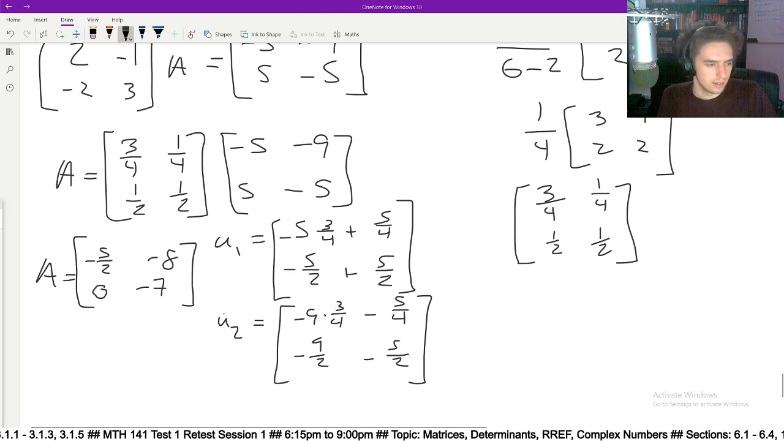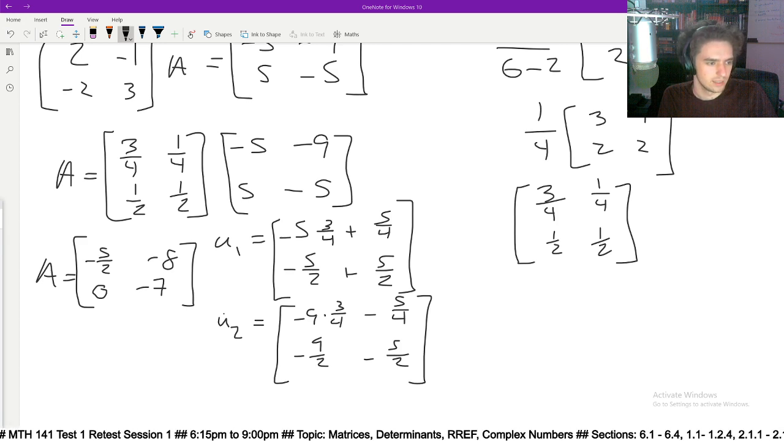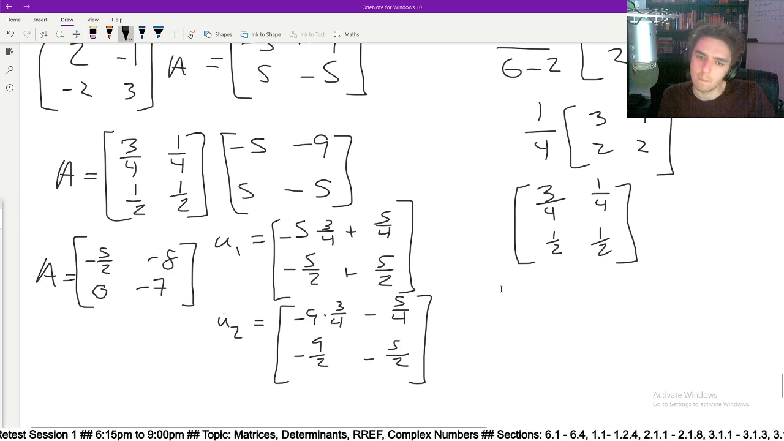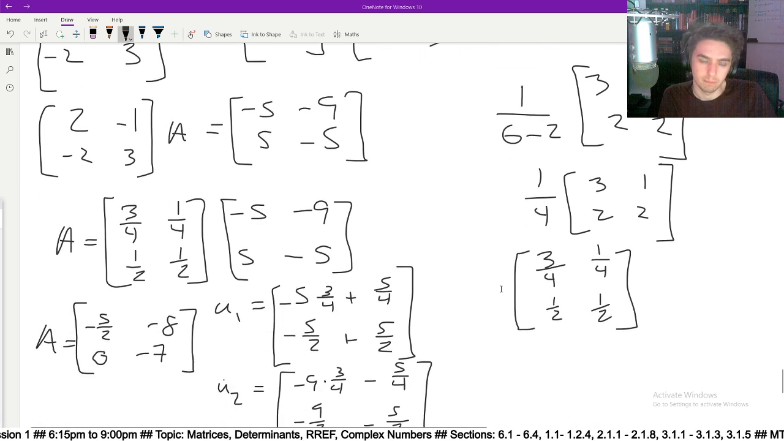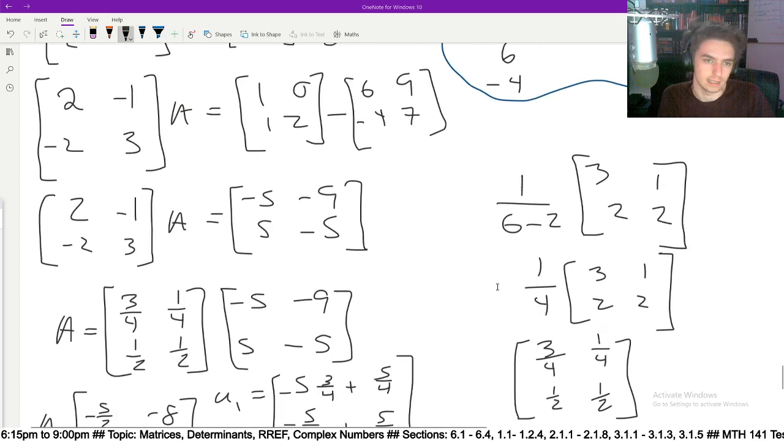Okay. How does everybody feel about this question we just did? Good question. I kind of forgot this. So why do we do inverse? Is it because we can't divide matrices? Exactly, that's exactly right.